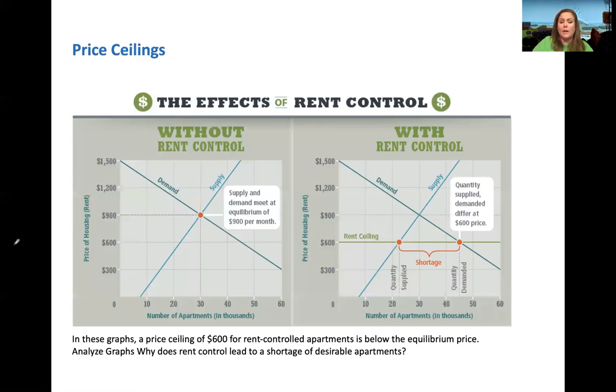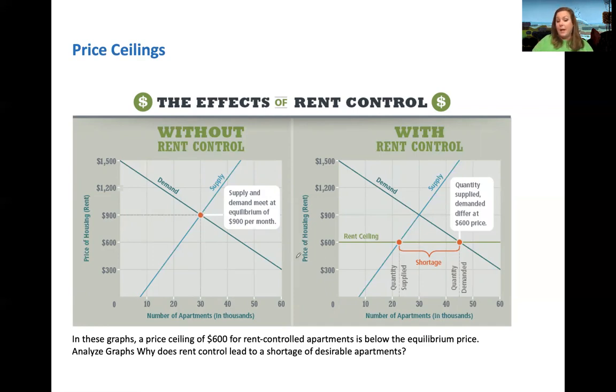And here are two graphs about rent control. So you can see here the equilibrium point for this rent is $900 a month. That's equilibrium. That's where supply equals demand. That should be the selling price. However, if the government comes in and drops the price, maybe they're trying to say 900 is not affordable for this area. We need affordable housing. We're going to drop it down to 600.